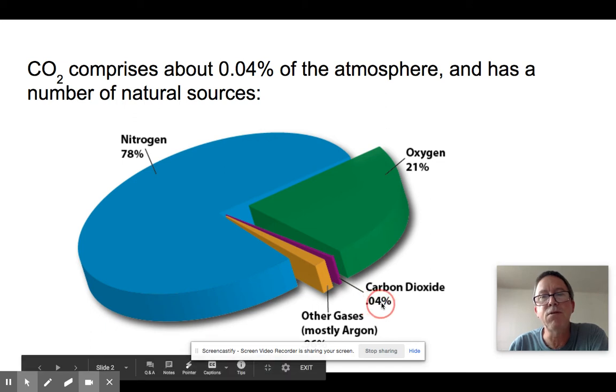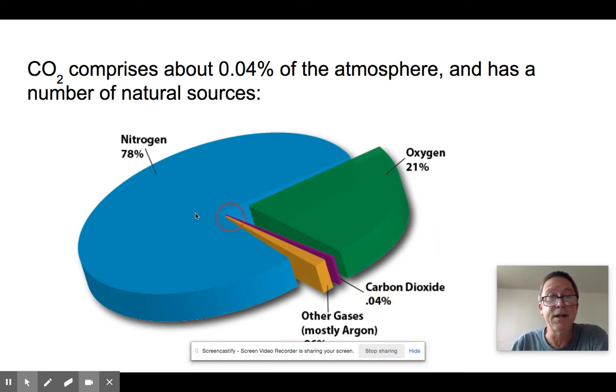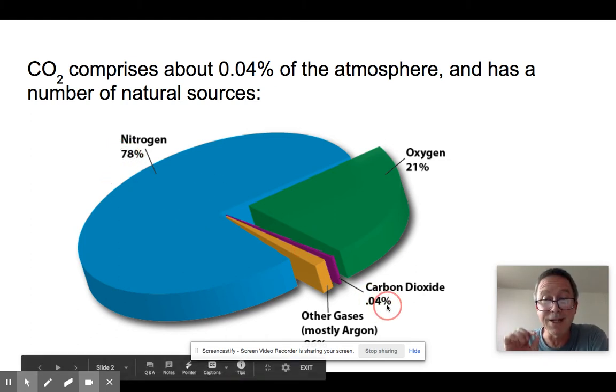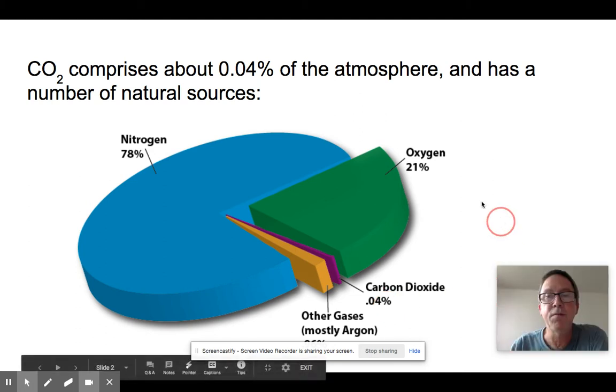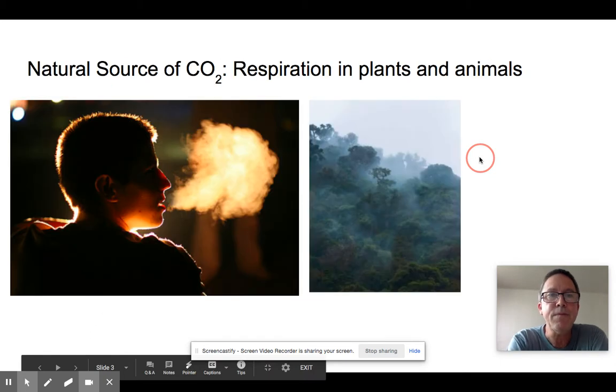It's 0.04%, and I mean that's percent, right? So that's not 0.78 there. That's 78. That's 0.04. It's a tiny amount, but it's so important in the role it plays in moderating the temperature of our planet's surface. Now, let's just talk about some of the natural sources of it.